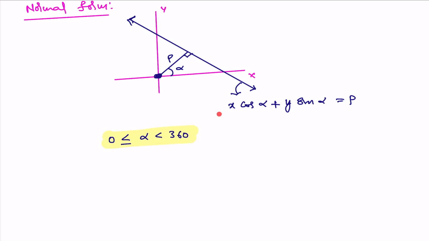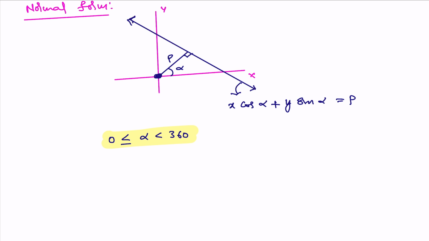Here what you need to know, when we use this, what is this? This is the equation of a line. You see, one x term is there, one y term is there, one constant is there. It is like ax plus by plus c equal to 0, right? Here you need to know what is this alpha, what is this p. In the question only they will give the p value and alpha value, and they will ask you to find the equation of this line.